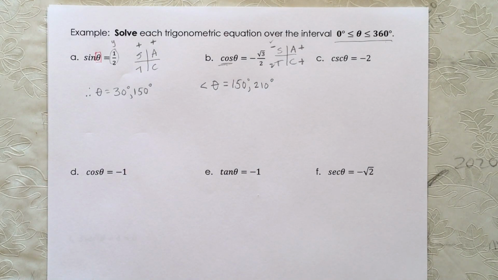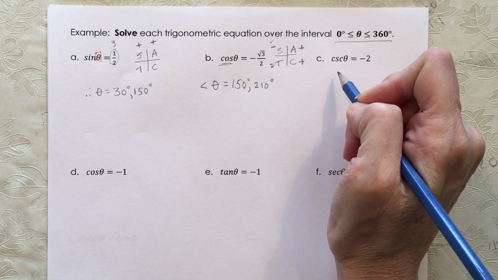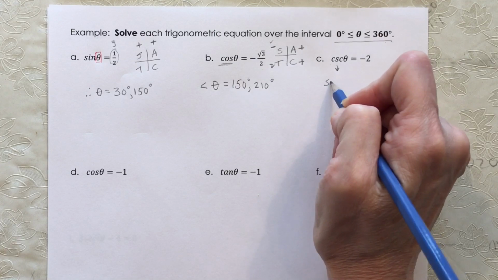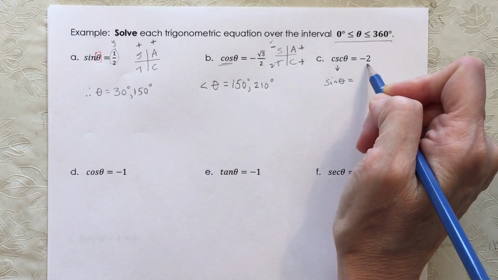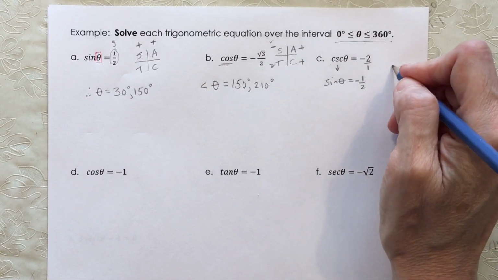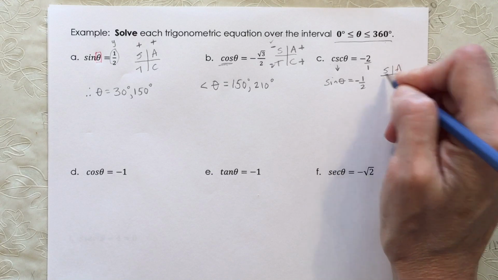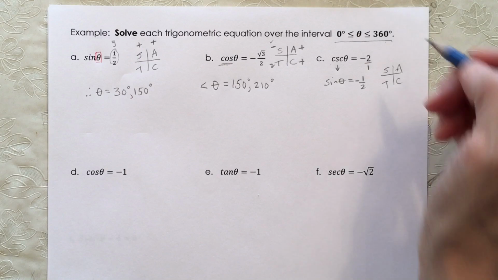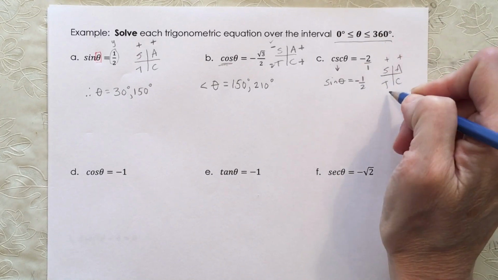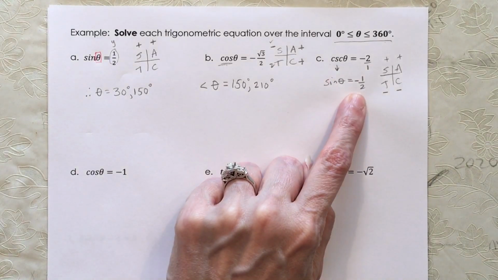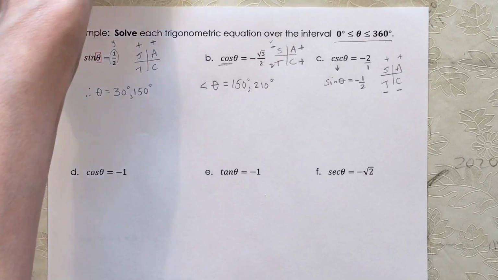Okay, cosecant theta is negative 2. What I would first do is change them to be in terms of either sine, cos, or tan. So if I change cosecant theta to sine theta, so I can use the CAST rule, then I change negative 2 to negative 1/2. I flip it upside down. Now I can use the CAST rule to tell me what quadrants on my unit circle to look into. Sine's positive here and here, so sine's negative in the third and fourth quadrant. So I'm looking for sine being a y value, negative 1/2, in the third and fourth quadrant.